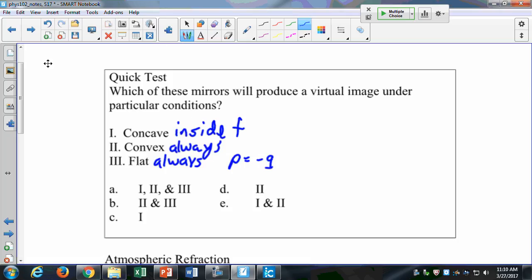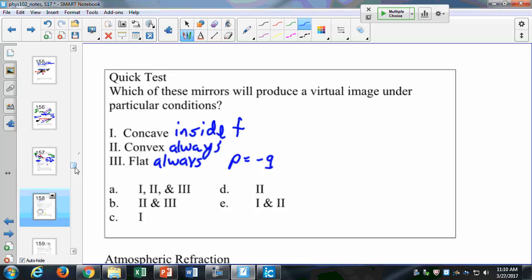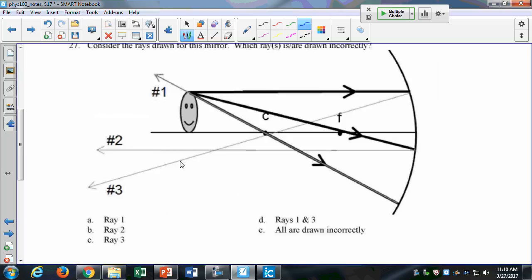All right, let's go to the back of your book and do some more practice problems. I want to show you some different types of problems. Like this one, for example. This is what I mean when I say I'll show you an image with certain rays, and then you'll have to pick the correct or incorrect rays. In this one, I want you to pick out the incorrect rays. This is exam 3, if I'm not mistaken.